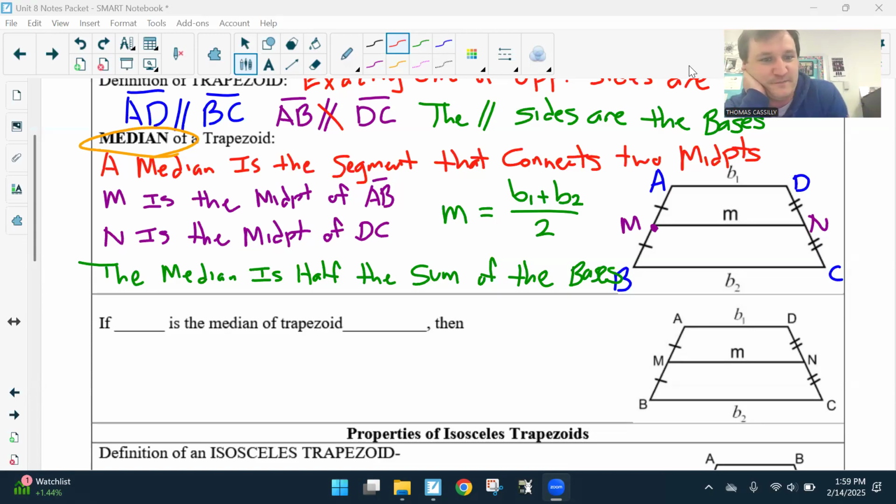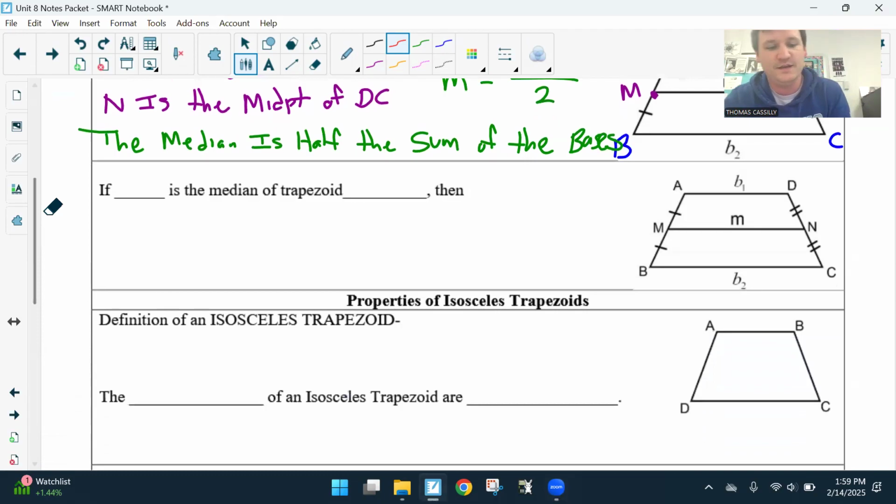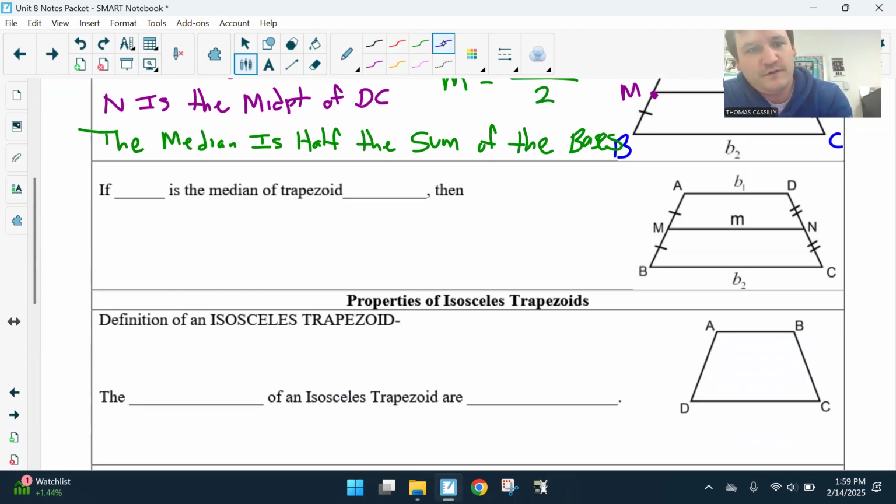All right, so let's see here. If blank is the median of a trapezoid, so if segment MN is the median of the trapezoid, then, yeah, they just totally threw me off. All right, what was I saying here? Oh, wait, I know what I'm supposed to say here. How about AB, A, B, C, D. All right. So MN is the median of trapezoid A, B, C, D. Then what can we say?